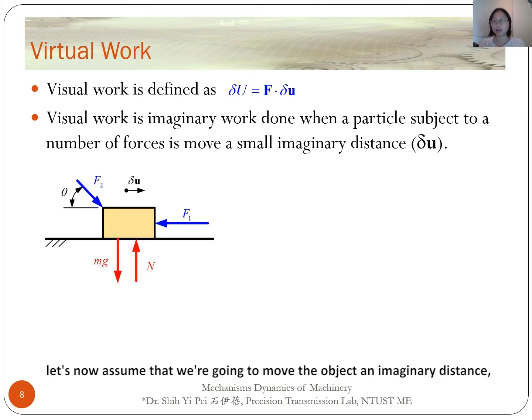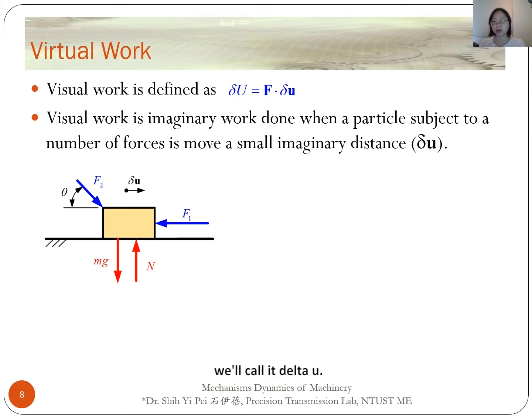Let's now assume that we are going to move the object an imaginary distance. We will call it delta U. The question is, how much virtual work is done? In this case, we have 4 forces, so we are going to have 4 components added to the virtual work.